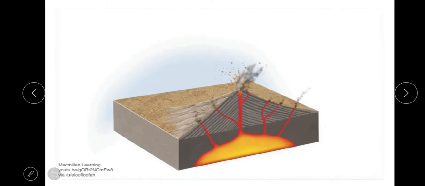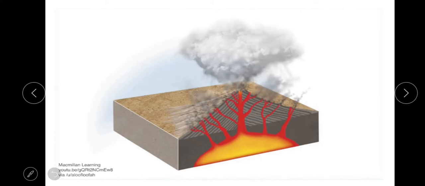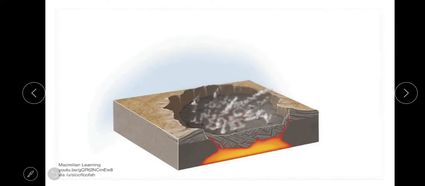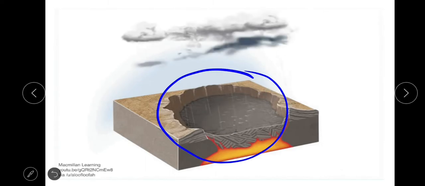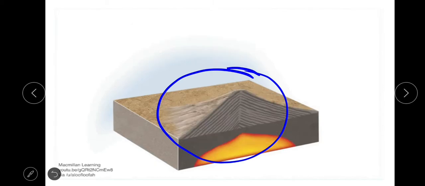When volcano will erupt, then it erupts in a very explosive way. Suddenly, it collapses. Now, the collapsed portion is known as caldera. This one. It fills with water, so this is the caldera.